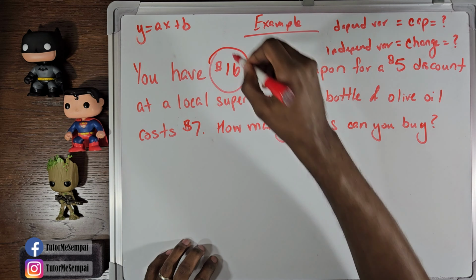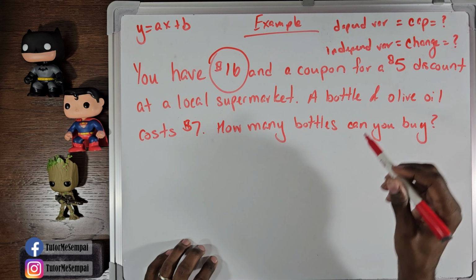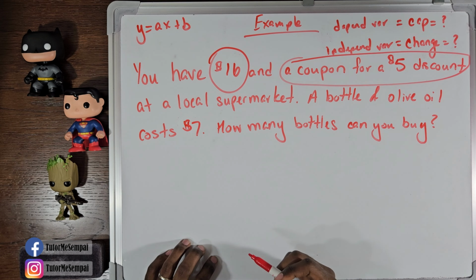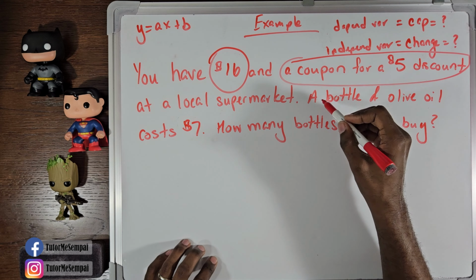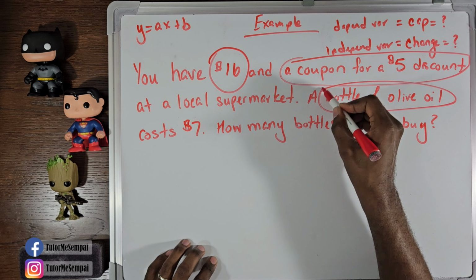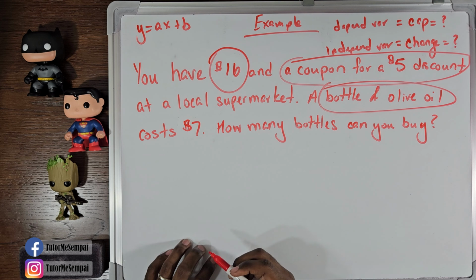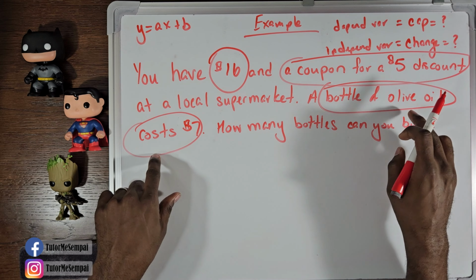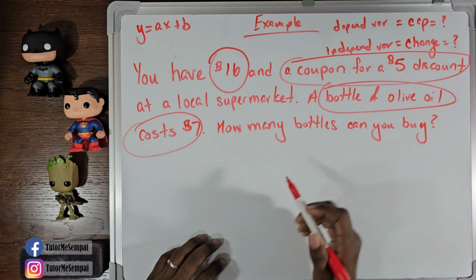I'll circle them. There's $16 there. There's a coupon for a $5 discount. And you know that your bottle of olive oil costs $7. Now, you can circle that too. That's tied to that, but it's on 2 different lines, so I couldn't cover all of that. But you have 3 things, so this is going to be 1, 2, and both of these will be 3 because it's tied together.